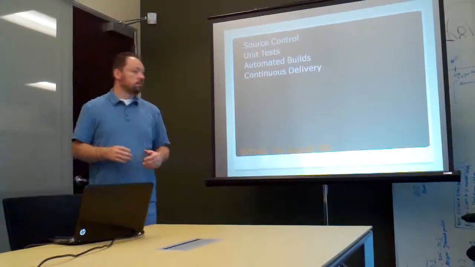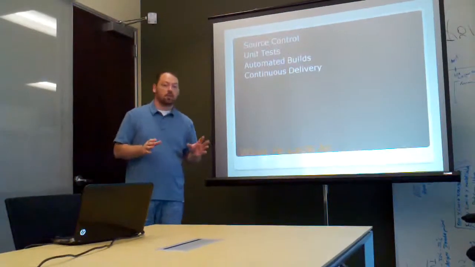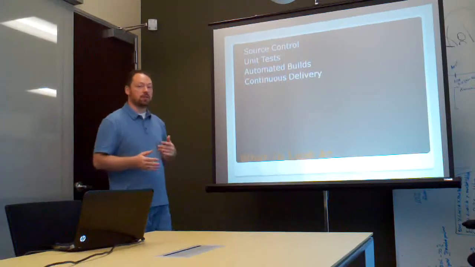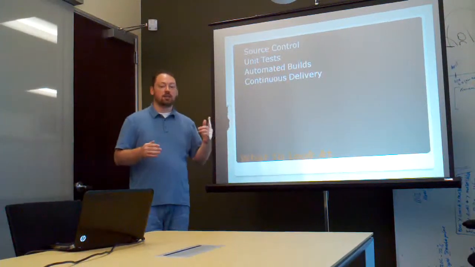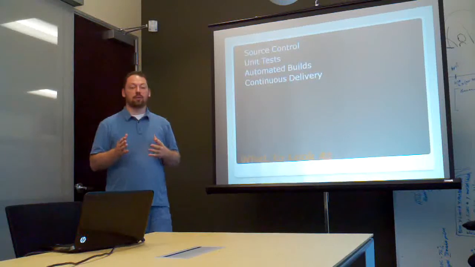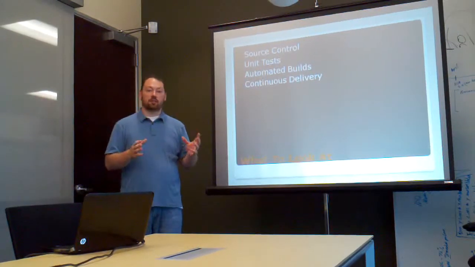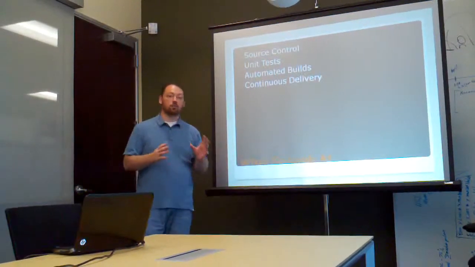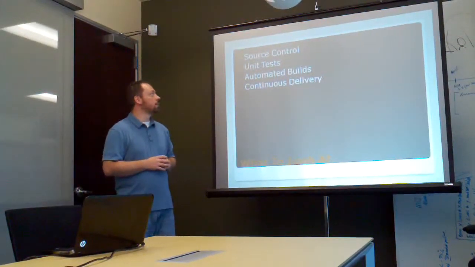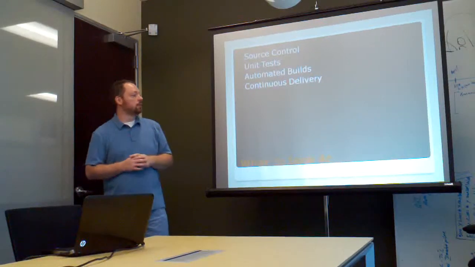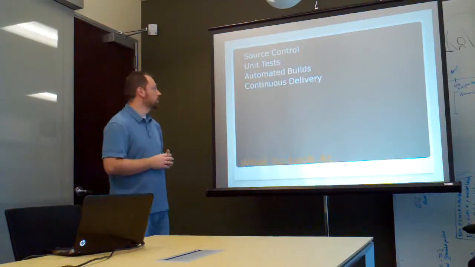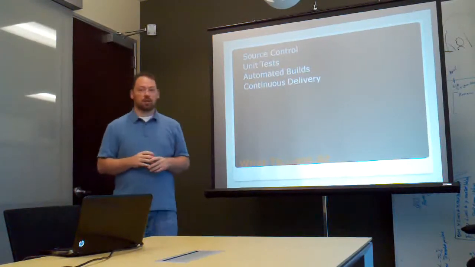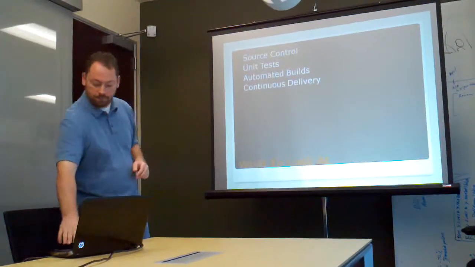There's a lot of things that can be done to improve it. This is a short list, and in reality, each one of these deserves its own presentation. So this will be more of a cursory overview, to get you to think, maybe Google search afterwards to see what you could do to improve that. So you've got source control, unit tests, automated builds, continuous delivery. And we'll talk more in depth about each one.